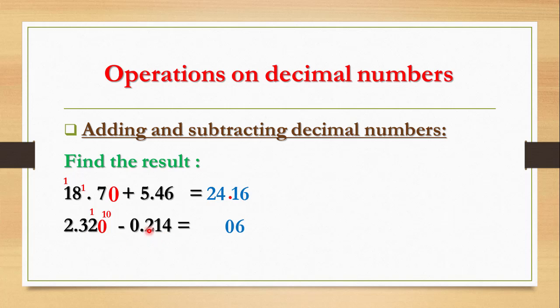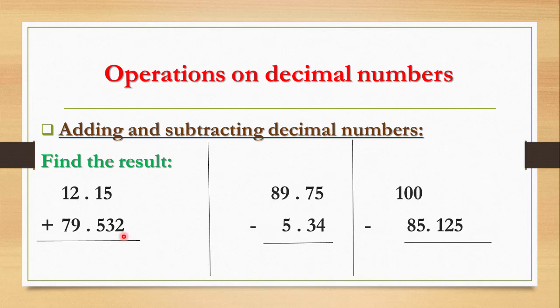1 minus 1 is 0. 3 minus 2 is 1. Now, don't forget to write the decimal point. Then, 2 minus 0 is 2. So, the result is 2.106.